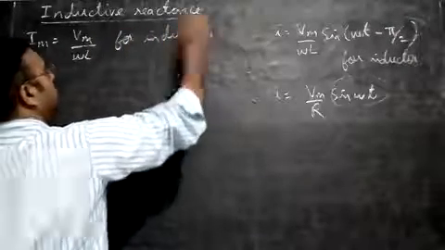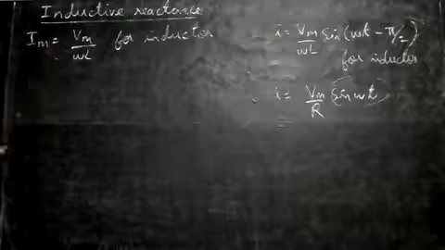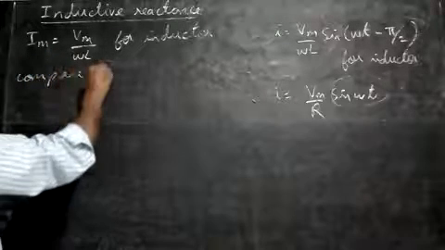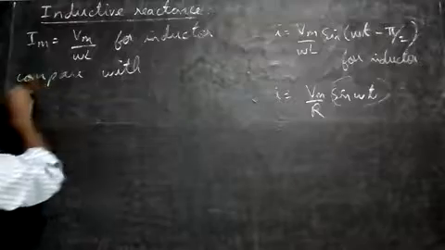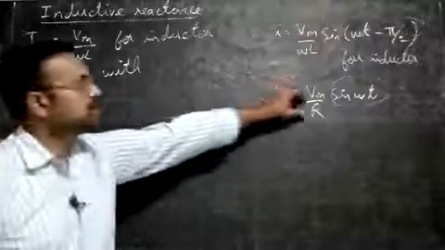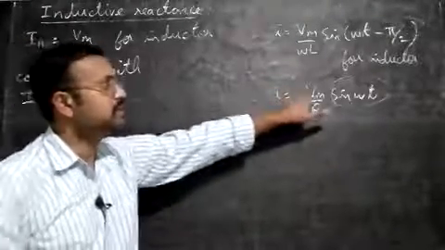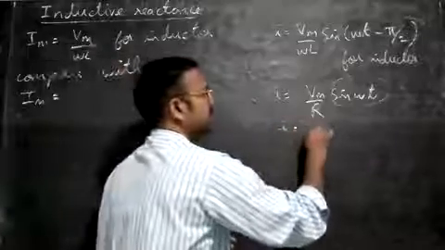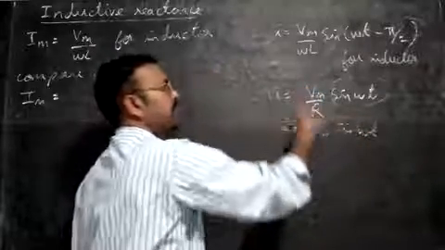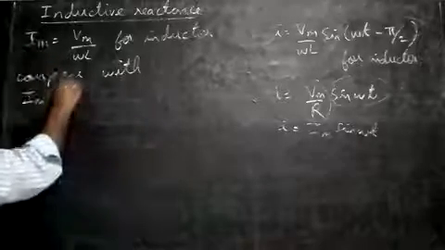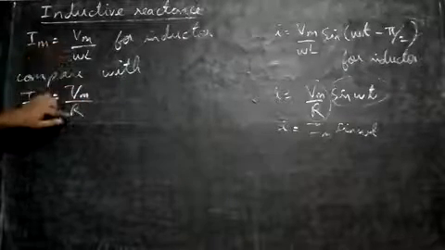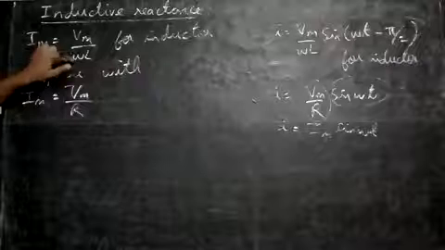That was for the inductor, but next we see the resistor and compare with it. Im is equal to Vm by R. Instead of I is equal to Im sin omega t, this Im will be equal to Vm by R. So instead of writing omega L, we can write R now. This omega L is like R here.